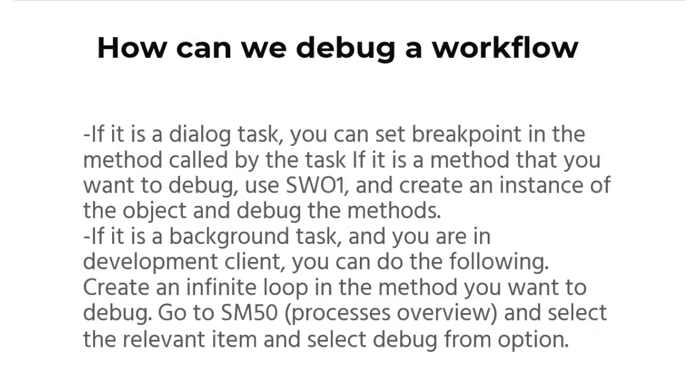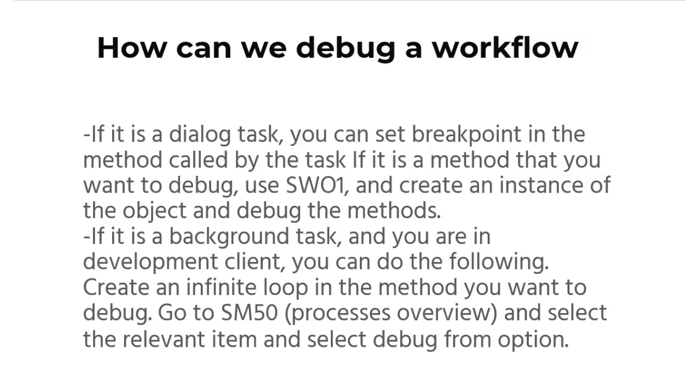Sometimes you get a question: how do we debug a workflow? It's the usual one. This gets asked every time. If it's a dialog task, then you can set a breakpoint in the method which is called by the task. If it's a method that you want to debug, just use SWO1, create an instance of the object, and debug the method. If it's a background task and you are in a development client, don't do it in production or higher systems, do it in the development or unit testing client. You can do the following.